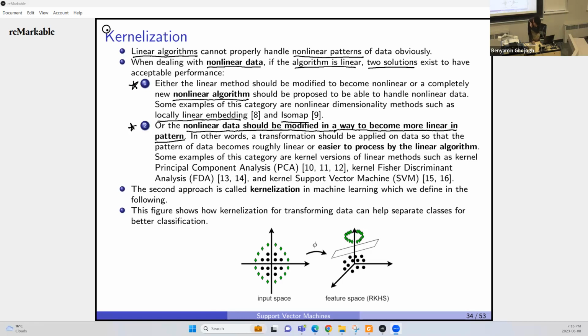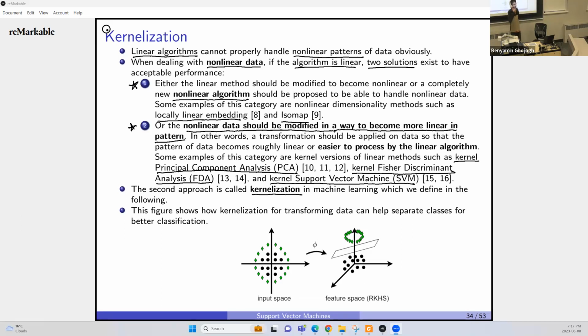And some other examples for the second category, where we have nonlinear data: let's transform them, hopefully they become linear, and then apply the linear algorithm. That's PCA, principal component analysis, but kernel PCA. So kernel versions of them: kernel PCA, kernel feature discriminant analysis, kernel FDA, and kernel support vector machine, kernel SVM. These belong to the second category. The second approach is called kernelization in machine learning, which we define as follows.